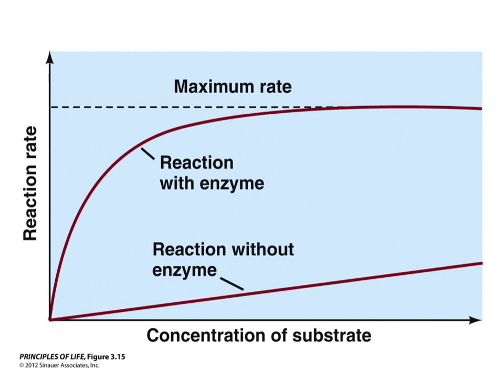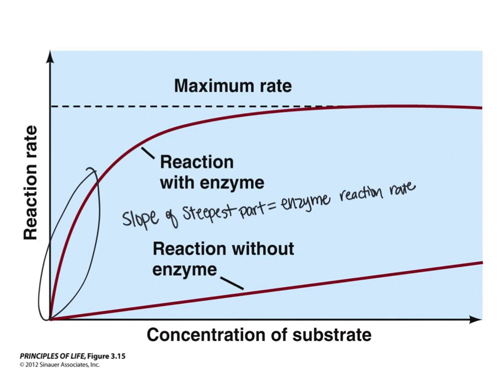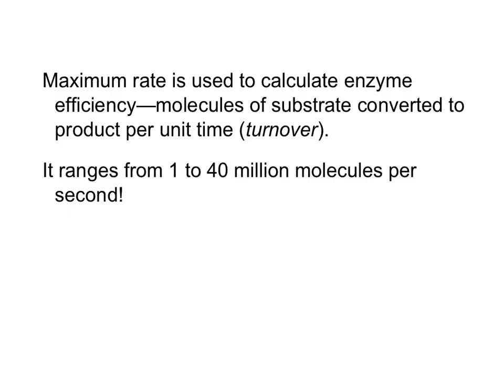When you're dealing with this type of graph, the reaction rate of the enzyme is found by measuring the slope of the steepest part of the graph. The formula is given on your formula sheet, but they don't specify that it's the slope of the steepest part of your graph, so be on the lookout for this type of problem. The maximum rate is used to calculate enzyme efficiency, the moles of substrate converted into product per unit time, also known as turnover. It ranges anywhere from 1 to 40 million molecules per second.